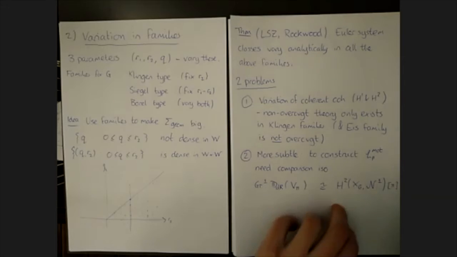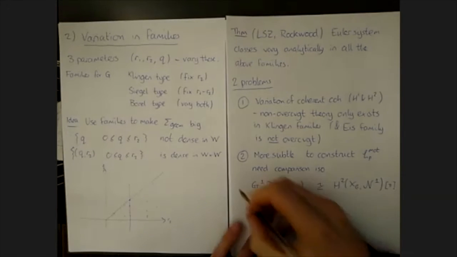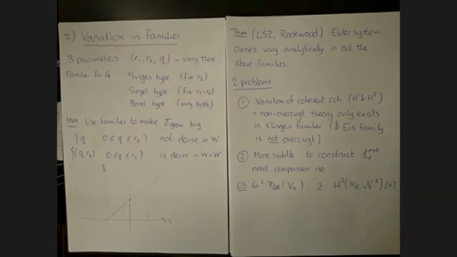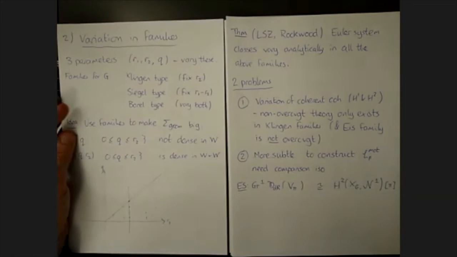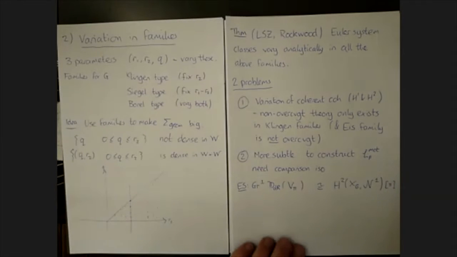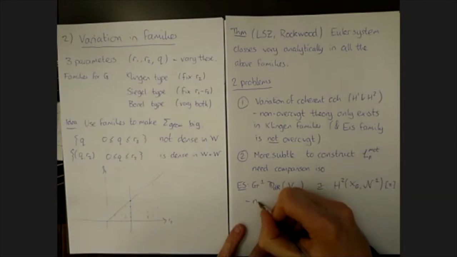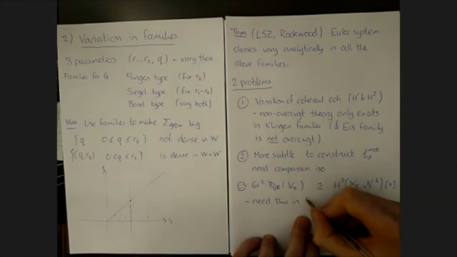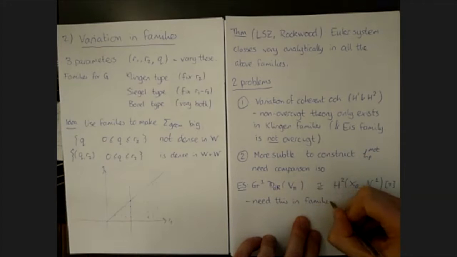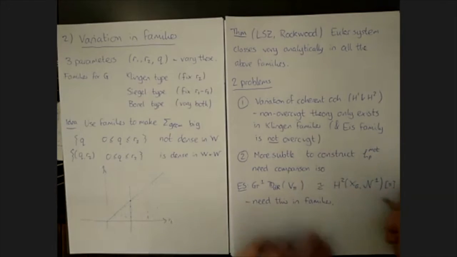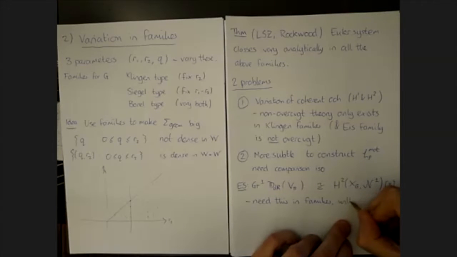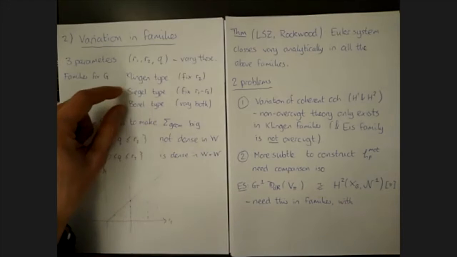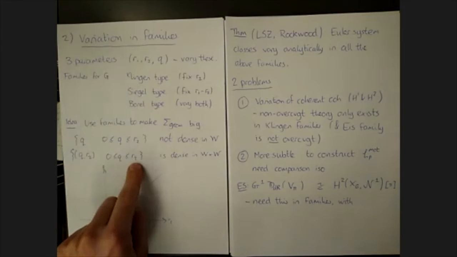pi eigenspace, of course. So this is part of the Isomorphism isomorphism, which we heard a lot about in Fabrizio's talks earlier this week. And we need this in families. And we specifically need either a Siegel type or a Borel type family, because we want to make R2 large, as we said here.